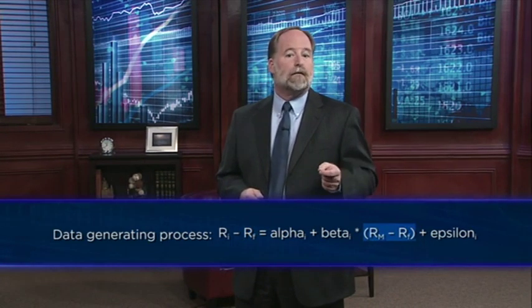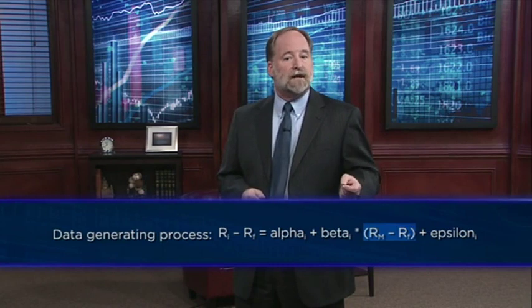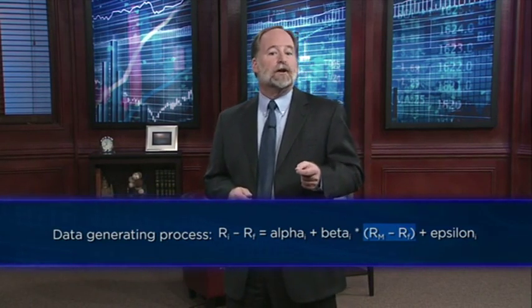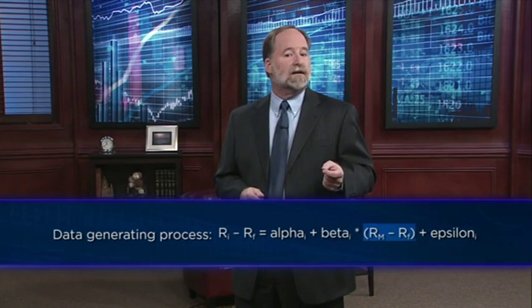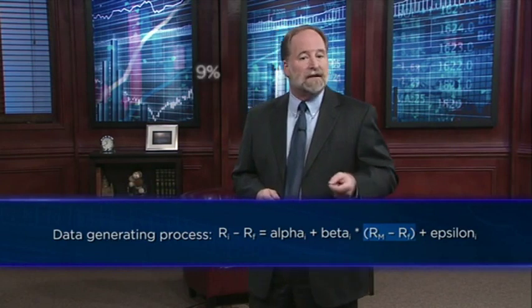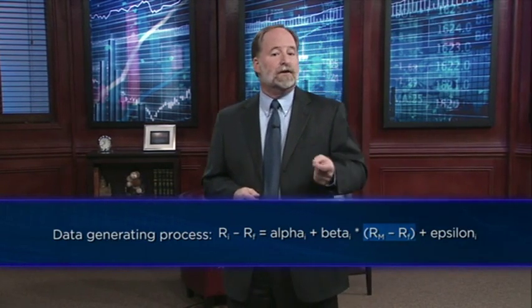For example, if the market return is 10% and the risk-free rate is 3%, then the excess return on the market is 7%. If the return on an individual security is 12%, then its excess return will be 12% minus 3%, which is 9%. That would be the excess return on that individual security.